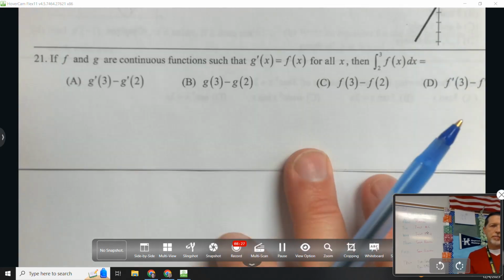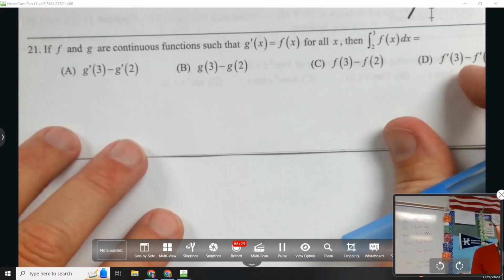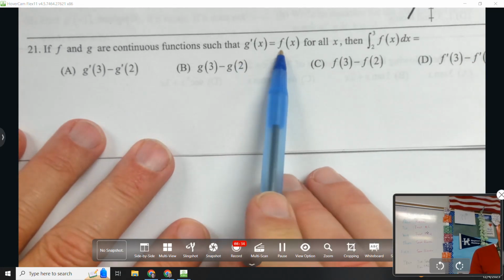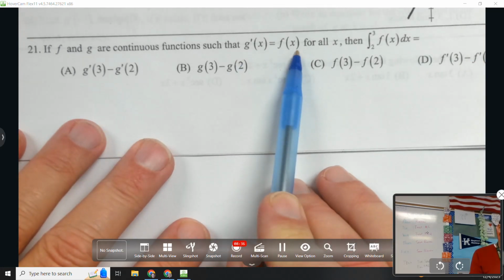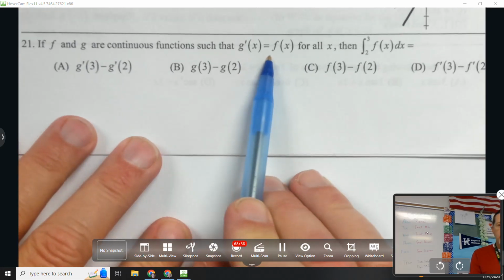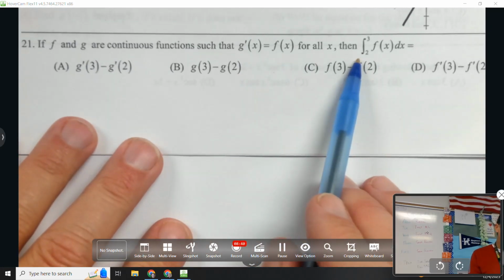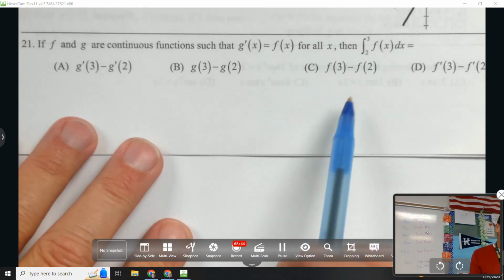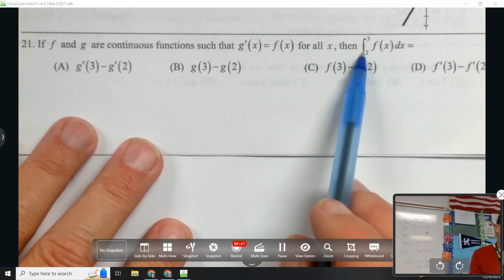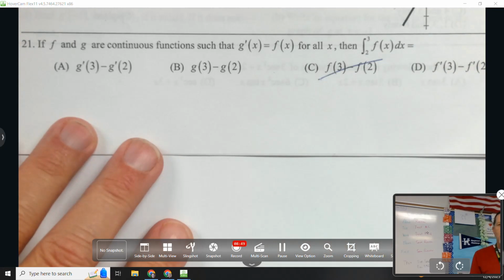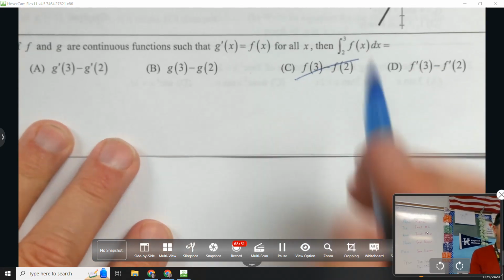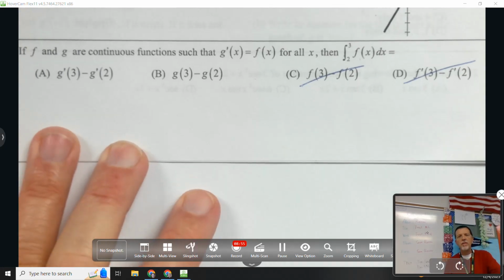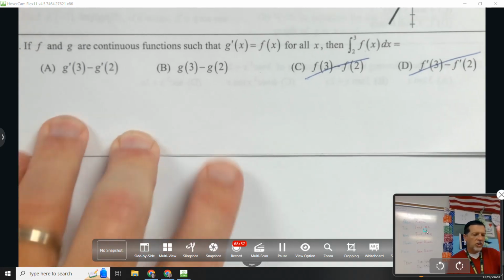21. If f and g are continuous functions such that g prime equals f, then the integral from 2 to 3 of f of x. Okay, well, if I integrate f, I don't get f, so I can throw that out. I throw c out. If I antiderivative f, I don't end up with the derivative of that. Those are opposite things. So it has something to do with g.